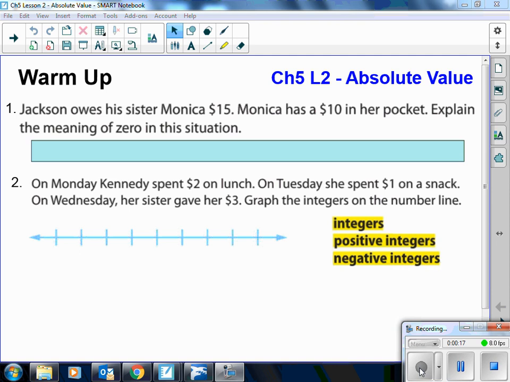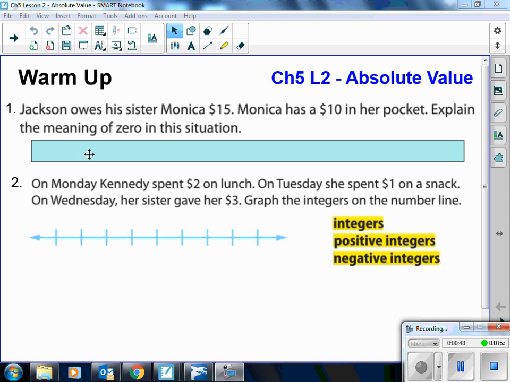Well, if you think about this, if Jackson owes Monica money, is that a positive number or a negative number? He owes her money. That's a negative number, right? If Monica has $10 in her pocket, is that a positive or a negative? That's a positive, right? So what do you think the meaning of zero means?